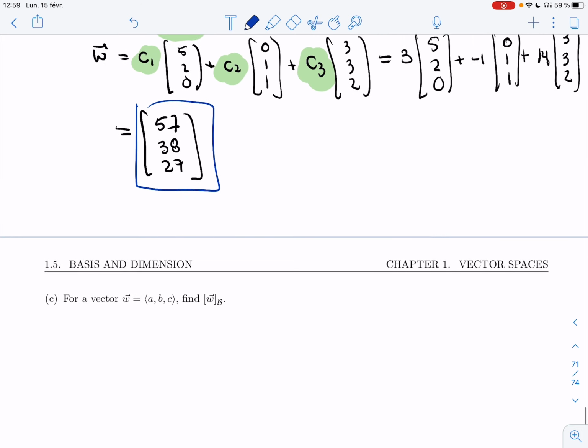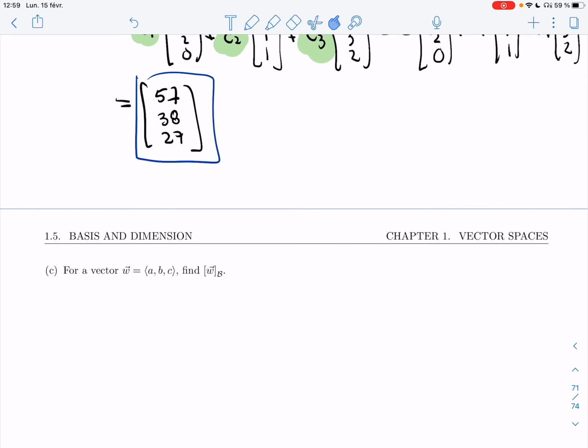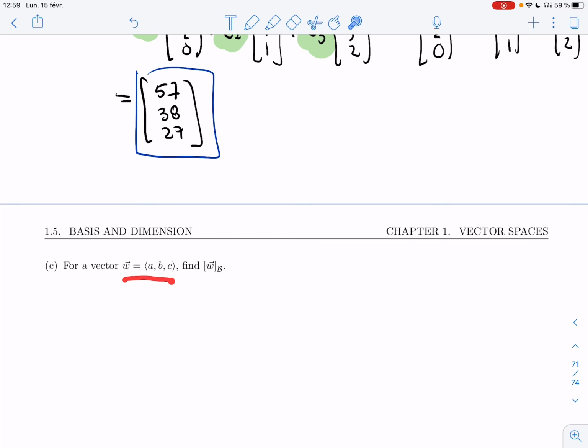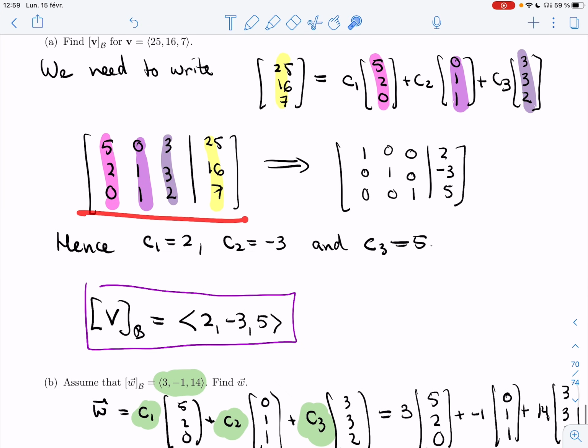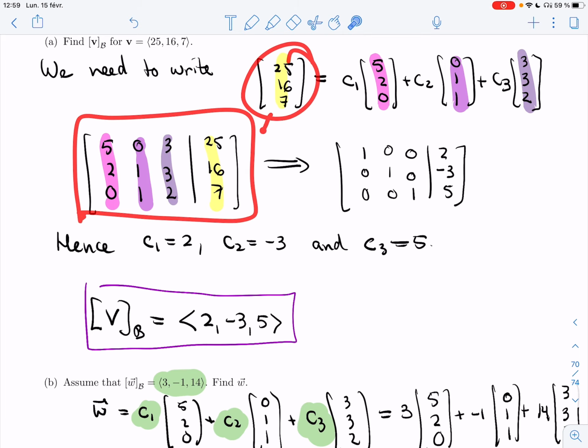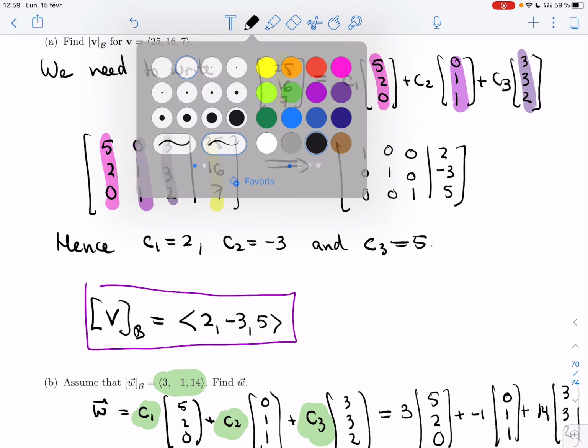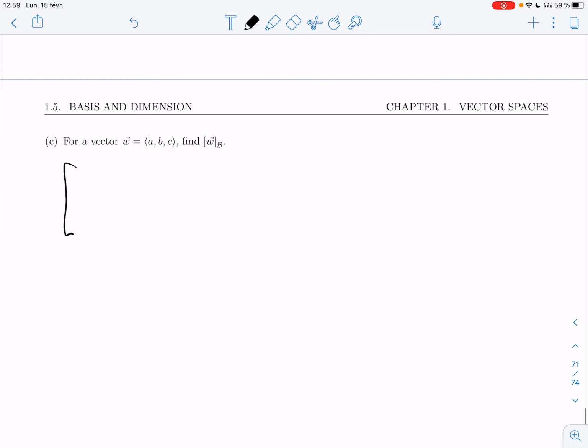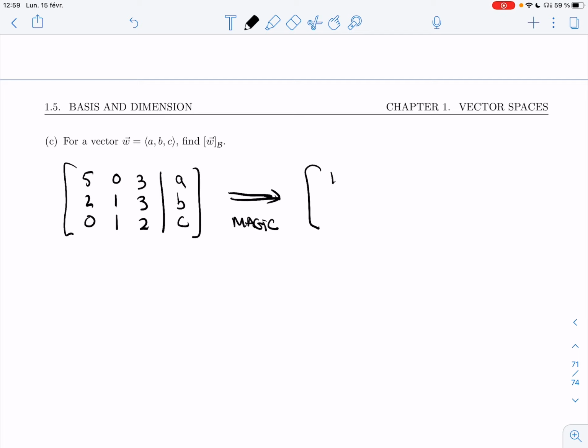All right, let's try to do this in more general terms. Let's say I have a random w right here. I want to find the coordinate vector. So I'm going to do the same process that I did right here, but instead of having specific vectors, I'm going to have a, b, c. So I'm going to plug in (5, 2, 0), (0, 1, 1), (3, 3, 2), and a, b, c. I'm going to reduce, and I'm going to get 1, 0, 0, 0, 1, 0, 0, 0, 1 as always.